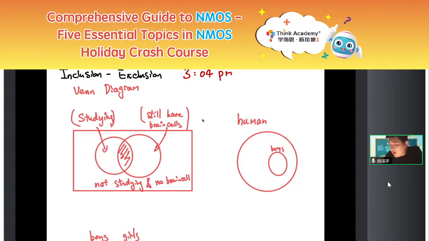So you see, the most common Venn diagrams do have 4 parts. Part A is where you only satisfy one condition. Part B is where you satisfy the other condition only, and part C in the middle is where you satisfy both conditions. And part D outside is where you don't satisfy any of the conditions.